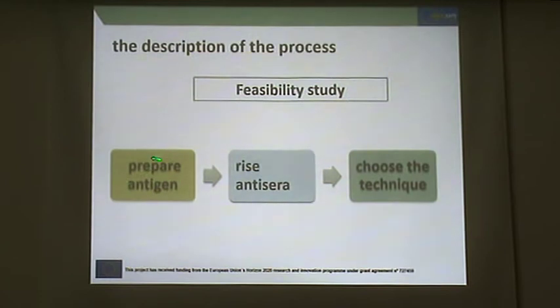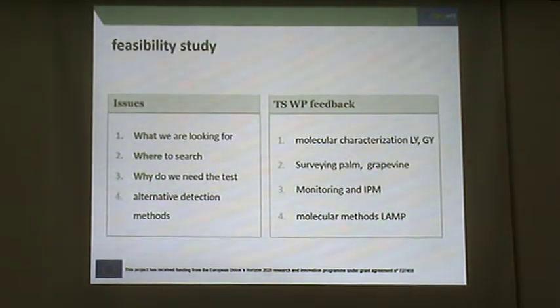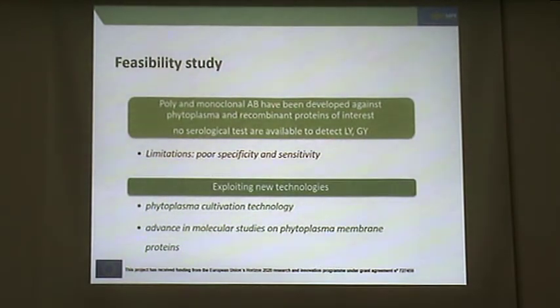The crucial part is the preparation of the antigen, and in this phase we are linked with the work of the cultivation of phytoplasma. So the link between Nicoletta's work and our work is that the first stage is the preparation of the antigen. This is something about the feasibility study.